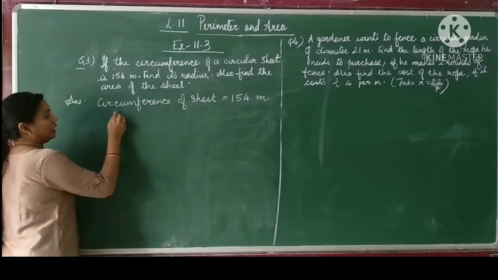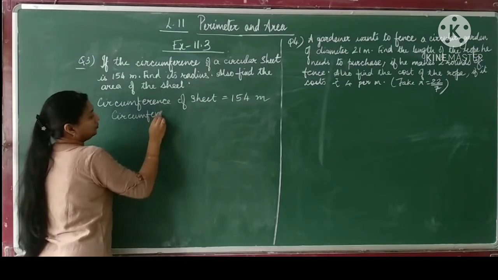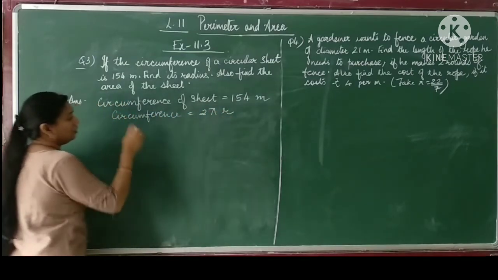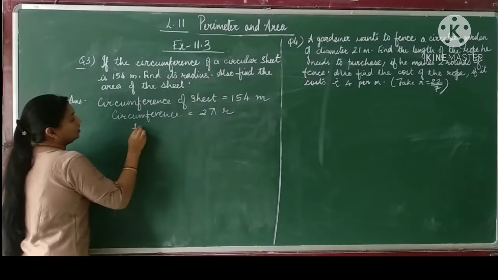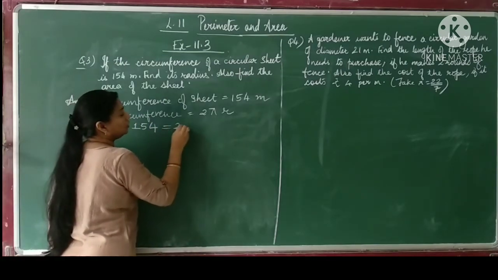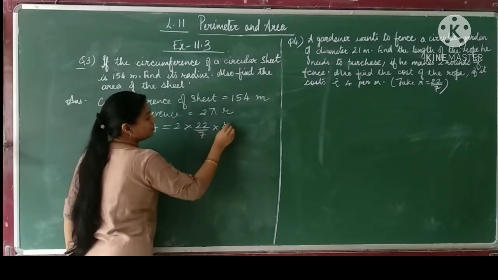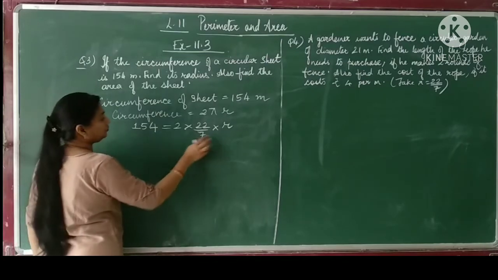Now we will again write the formula of circumference. We know that circumference of a circle is equal to 2 pi r. But the value of circumference is given 154. So we will write 154 below the circumference, which is equal to 2 into pi value. We will take 22 by 7. Radius we have to find. So we will keep it as r.